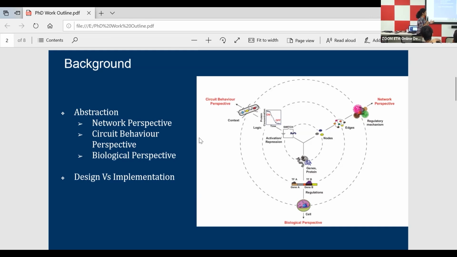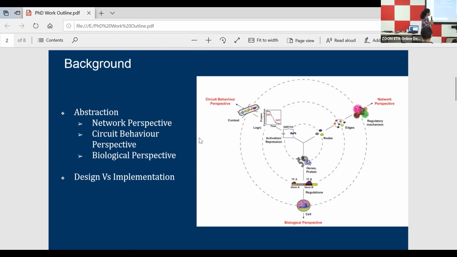So in the biological perspective, we would actually talk about and think about all the processes involved in synthetically implementing the circuit. And then there is the network perspective, where we think of the genes and their interactions as just nodes and edges. And then we try to look at what kind of interactions bring about what kind of profiles in the concentration of the gene products.